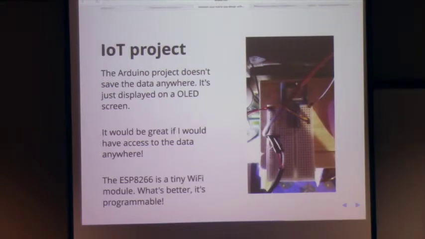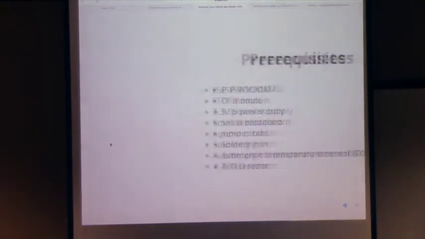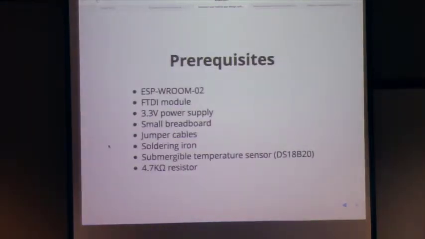The Arduino project just displayed it on this small OLED display. But I thought, I want to know the values of the fish tank wherever I am, so I don't have to worry so much. There's a small chip called ESP8266, which has Wi-Fi capability, and it's also programmable. I can do everything with just this small chip, and it's about the size of my thumbnail. It's an amazing chip. So I built it using this.